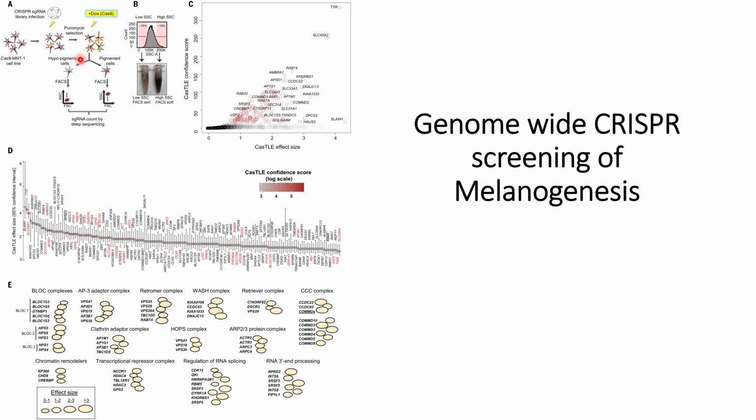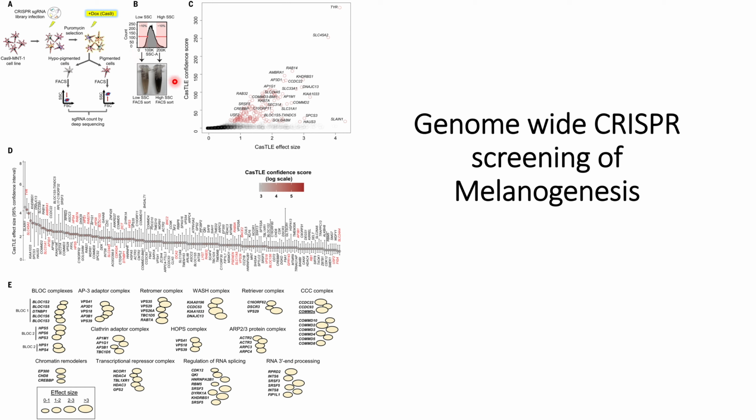After treatment of the cells with doxycycline, the genome editing will take place, and then they separated the hypopigmented cells and the hyperpigmented cells using flow cytometers, that is flow sorters, and that is shown here. The hypopigmented cells will have low side scatter, and the hyperpigmented cells will have high side scatter. This is the basic overview of the experiment.